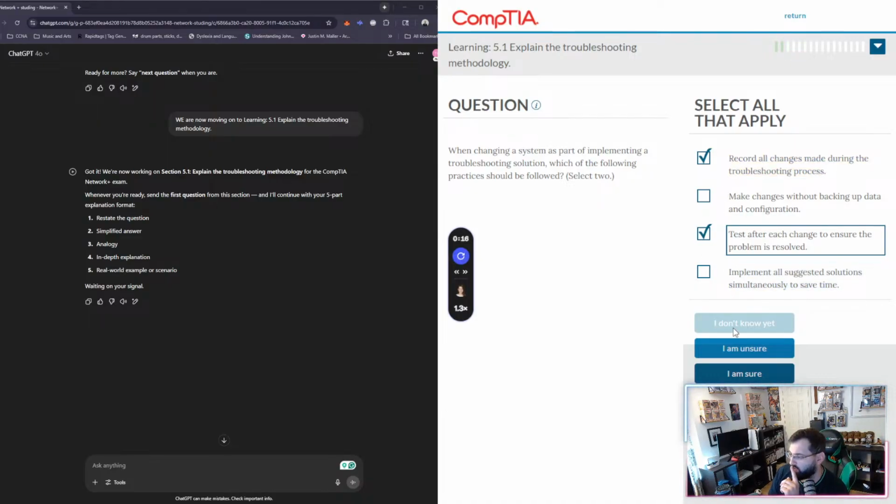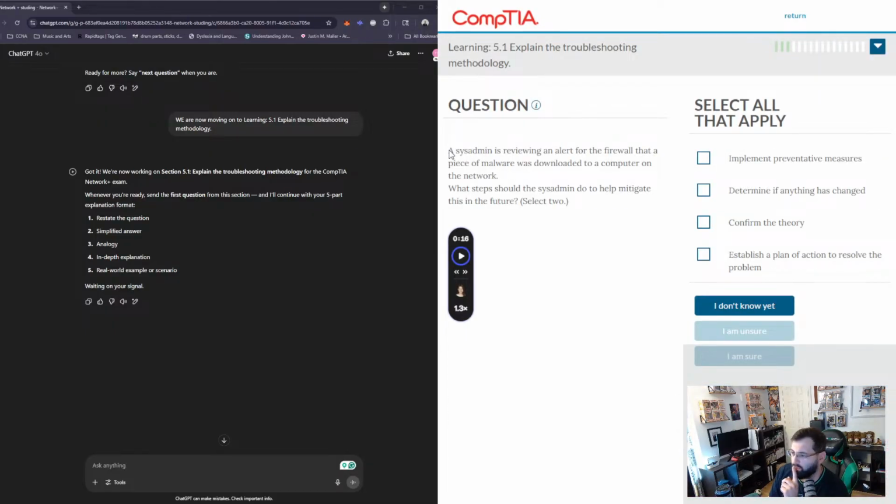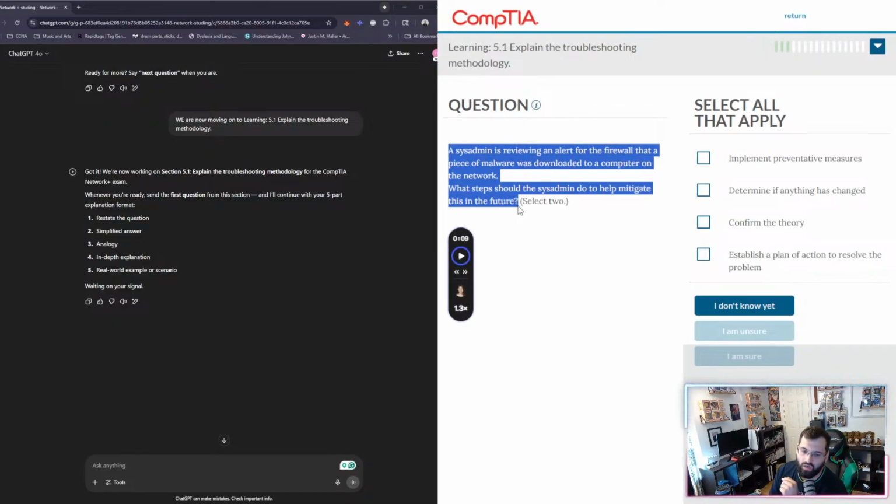Implement all suggested solutions simultaneously to save time. No, you don't want to. Okay, yeah, you don't want to make changes without backing things up. That's a recipe for disaster. And implementing all suggested solutions simultaneously to save time, that's also a bad thing. But again, I'm going to hit unsure, and that was correct. This also means that I'm going to see this question 2 or 3 times because I hit that I was unsure. So that means I'm going to retain that information higher.